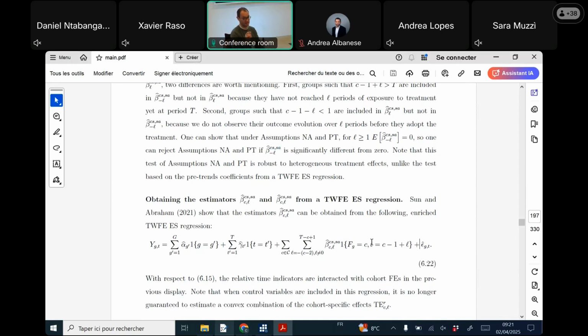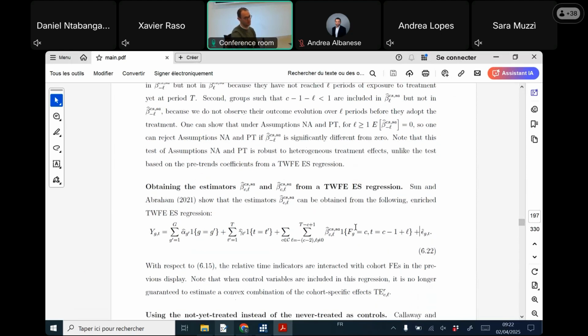So you have one set of indicators of relative time since adoption per adoption cohort, while in the canonical regression you have only one set of relative time since adoption dummies. Here you have many more dummies for relative time since adoption, because let's say if you have 3 adoption cohorts, then you're going to have 3 sets of relative time since adoption. And actually, it's the paper by Sun and Abraham that shows that those estimators can be computed by this regression.